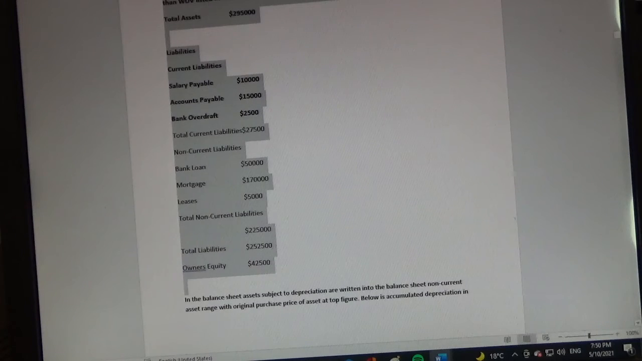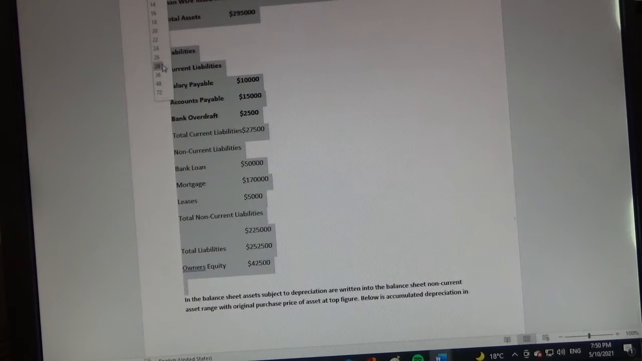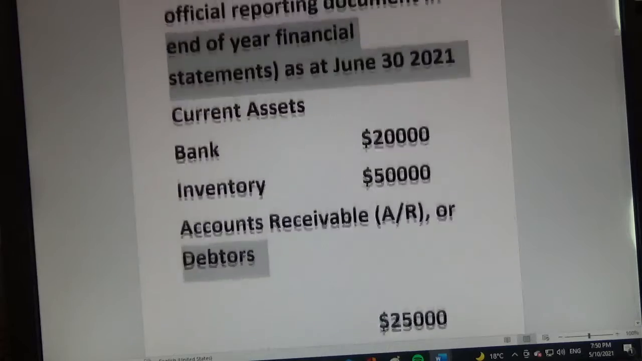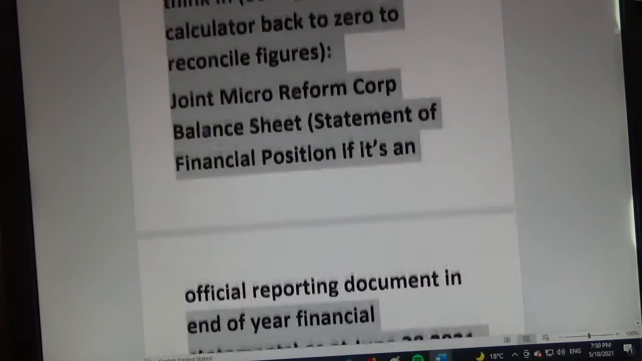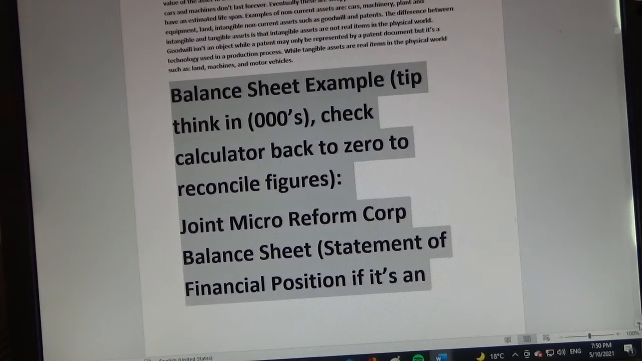Right, so I'll just select font 36, go to the top of the balance sheet. So some tips. Think in thousands. And just keep thinking 3 zeros, 36,000, 76,000. Check that the calculator calculates back to zero to reconcile your figures.